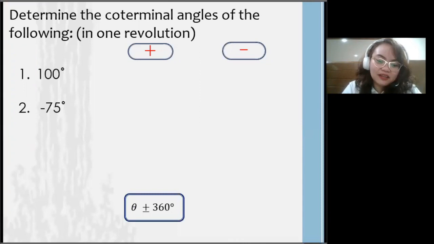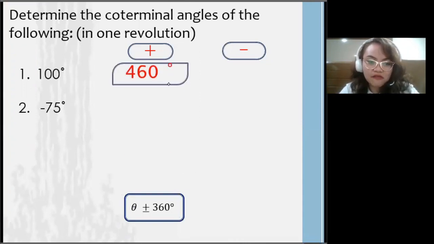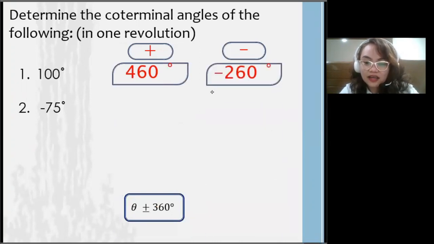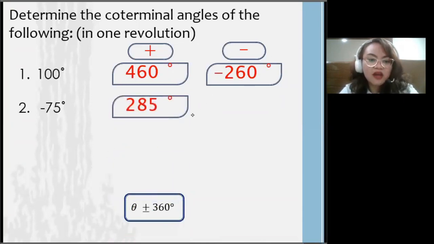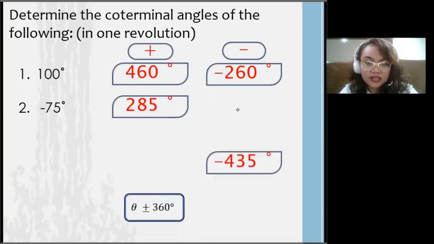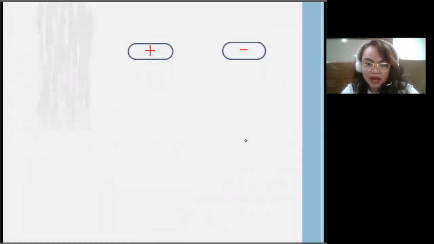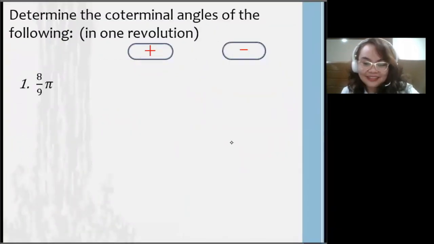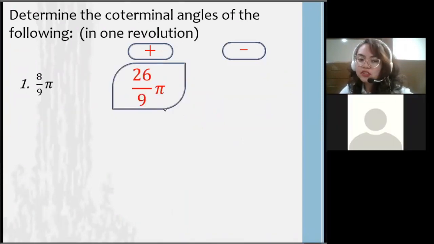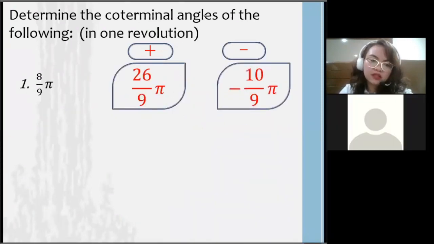Okay, Lian, got it. Rochelyn, check your sign. Friends, let's check the correct answers. For item number 1, you should have 460 degrees and negative 260 degrees. One check each. And for the second one, you must have positive 285 degrees and negative 435 degrees. Very good. Now the radian items: the first must be 26 over 9 pi and negative 10 over 9 pi.